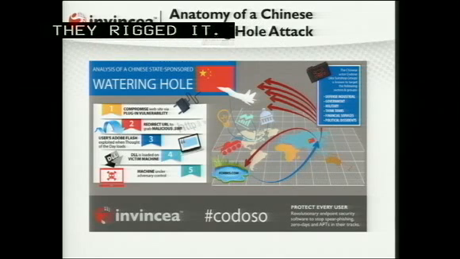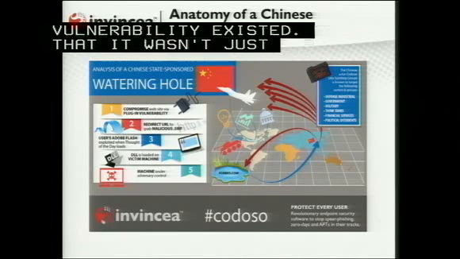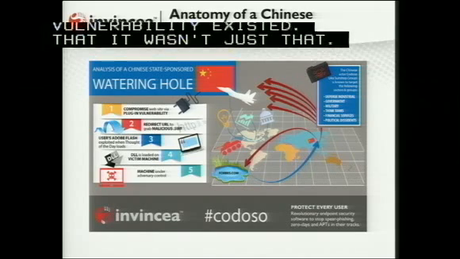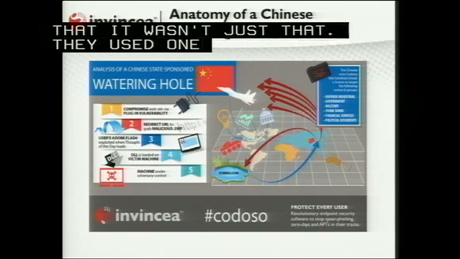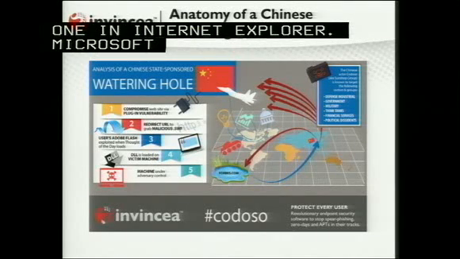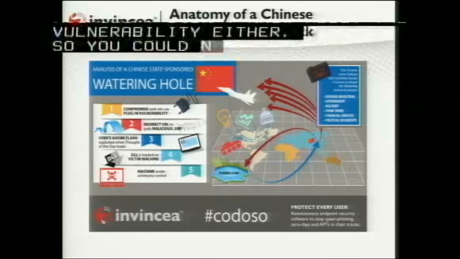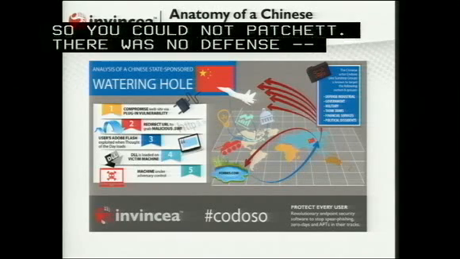Adobe didn't know this vulnerability existed. But it wasn't just that. They actually used two chained zero days, one in Adobe Flash, another in Internet Explorer. And it required both. And Microsoft didn't know about this vulnerability either. So you couldn't have patched this. There was no defense against this attack. Okay? If you visited Forbes.com from one of these IP addresses that they had specified for these specific defense firms, they dropped malware.